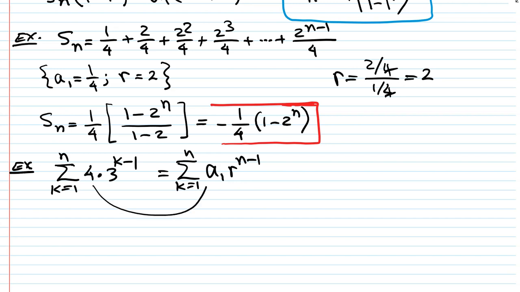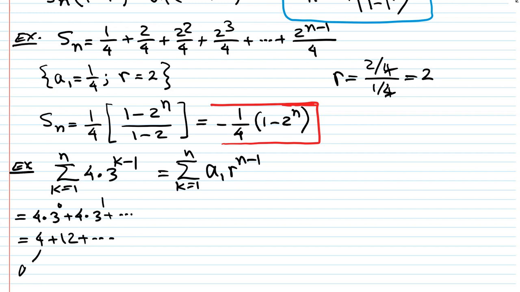I like to match them against the form. Here's how those other people do it. They say, well, k is 1, so this is 4 times 3 to 0. Next term is 4 times 3 to k is 2, plus so on and so forth. 3 to 0 is 1, so 4 plus 12 plus dot, dot, dot. All right, so here's my first term. And the common ratio, you do 12 divided by 4, you get 3.